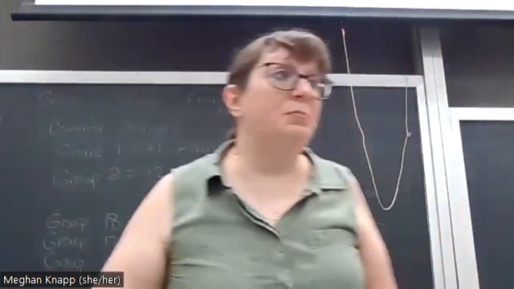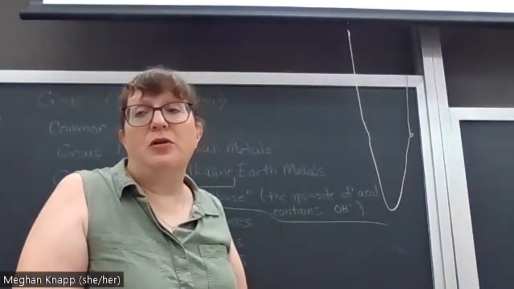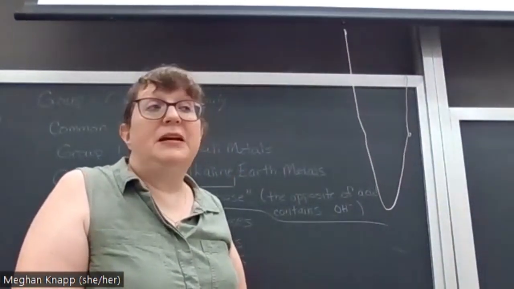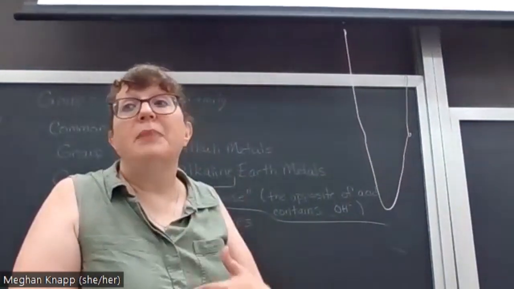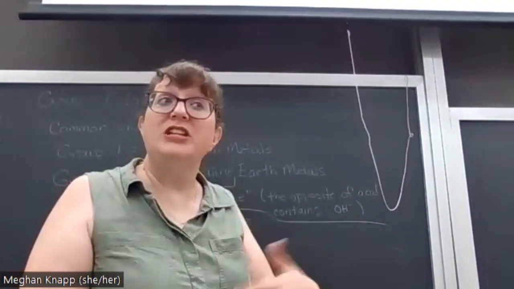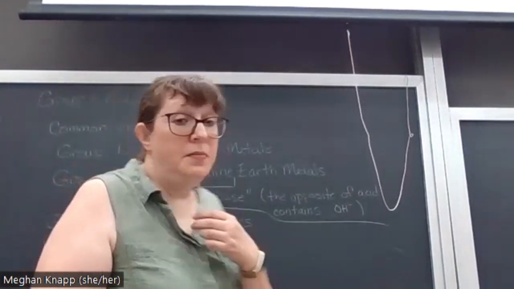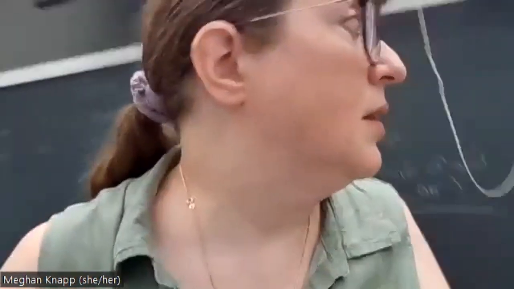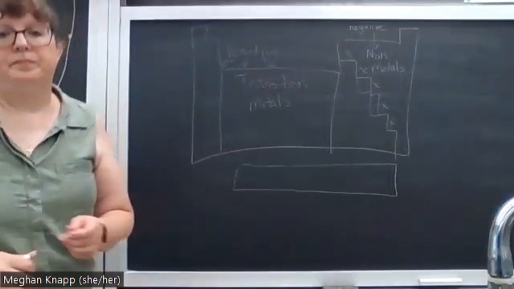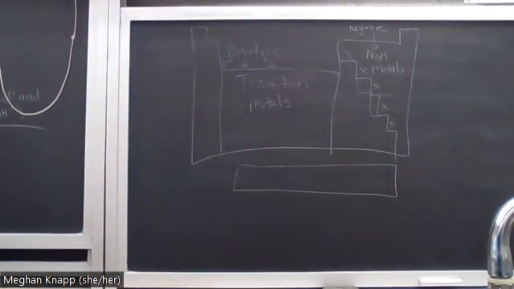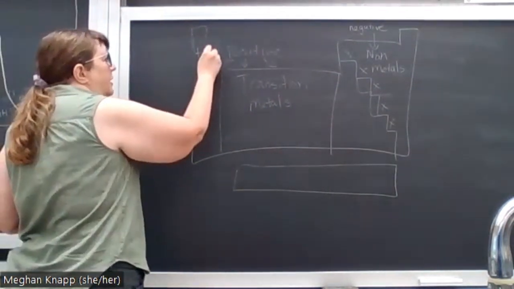That's going to be really important in the next section when we talk about ionic compounds, because ionic compounds come from combining positives and negatives. So we need to know which things are going to be positive and which things are going to be negative. Okay. I should put this over. All right, so we have our first two columns are +1 and +2.